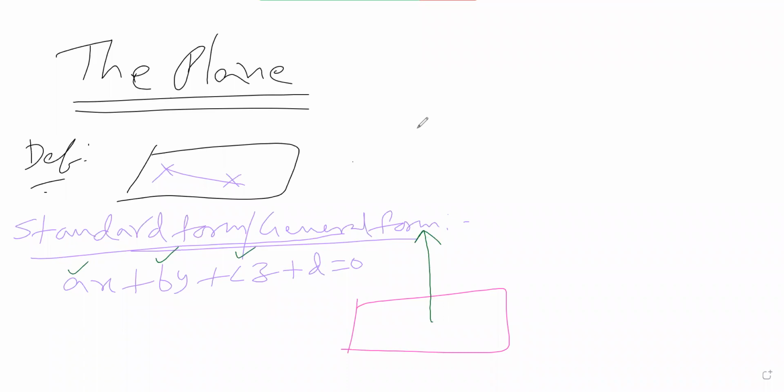Is it visible? My whiteboard is visible. Yes, sir, visible. Full visible. Again, try to log in and rejoin. Okay, done. Right, thank you.